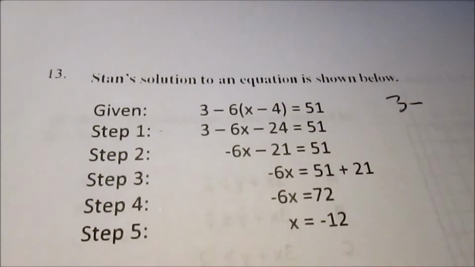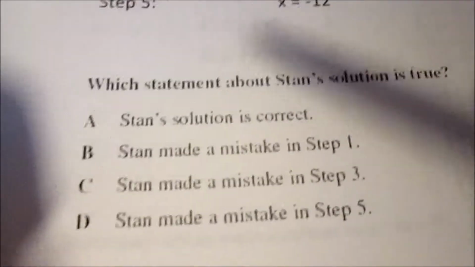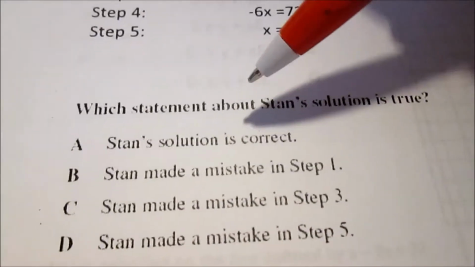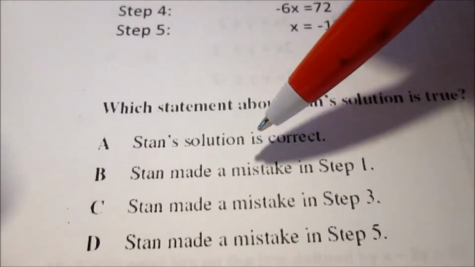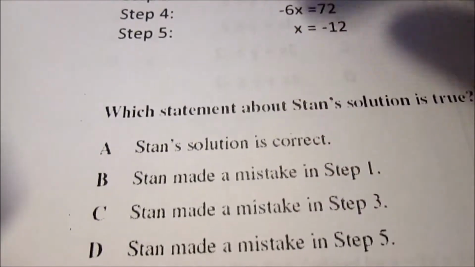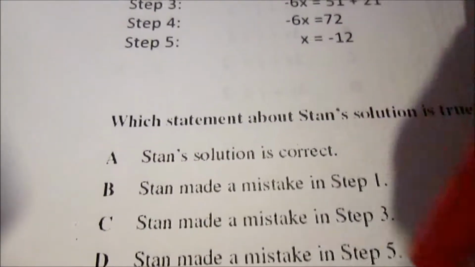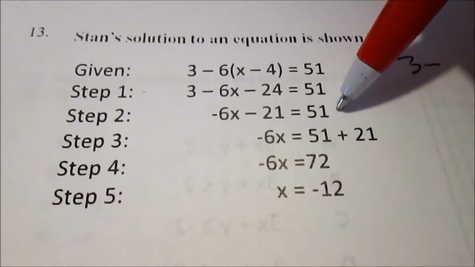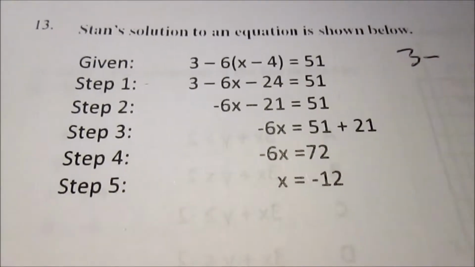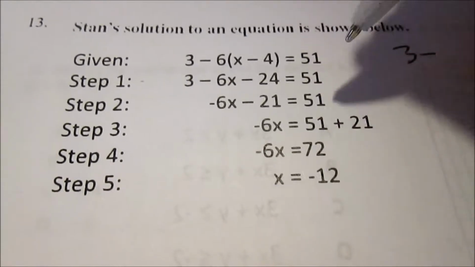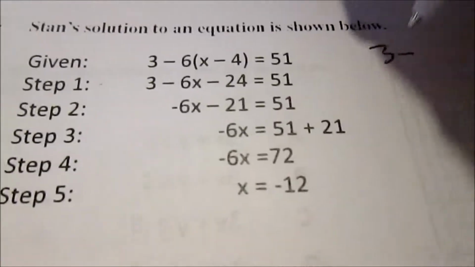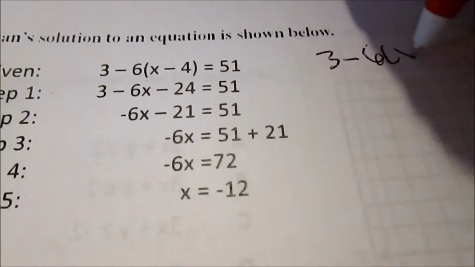Number 13. Stan's solution to an equation is shown below. Which statement about Stan's solution is true? Okay, A says the solution is correct, and B, C, and D are saying there's a mistake either in step 1, 3, or 5. So this type of problem has already been worked through and wants me to identify a mistake or lack thereof. What I'm going to do is just copy the original problem and work through it myself, and then compare their work and my own work.